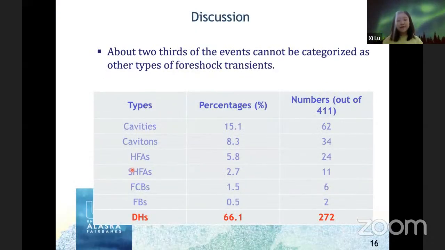Here's our classification result. About two-thirds of the events cannot be categorized as other types of foreshock transients. So we conclude that density hole is unique.